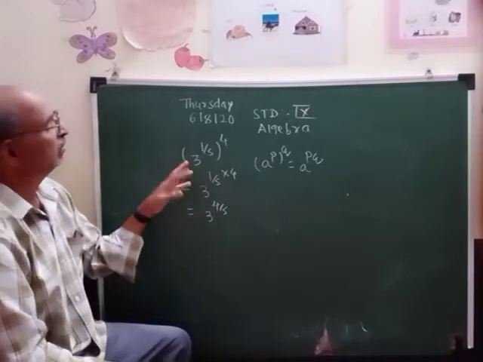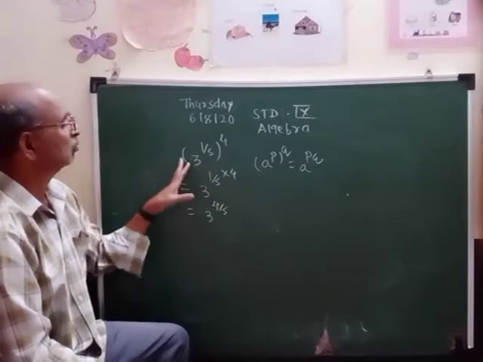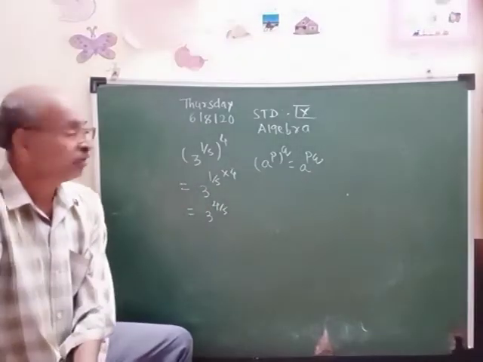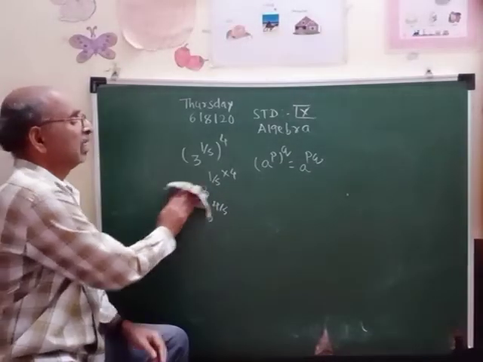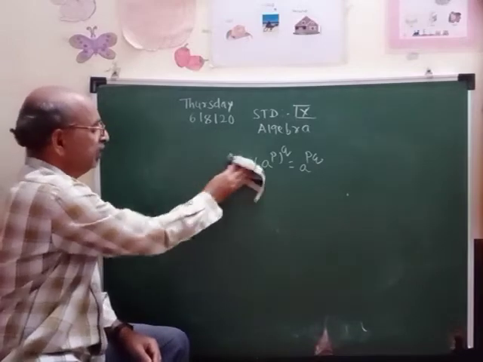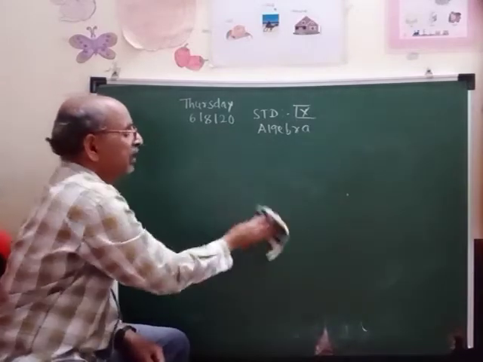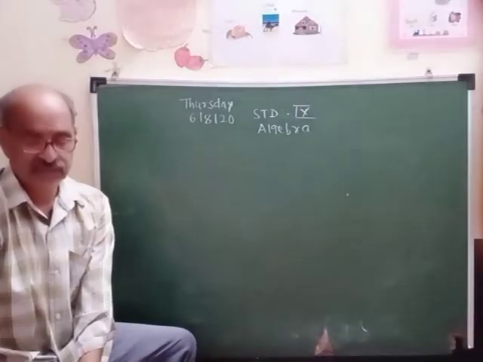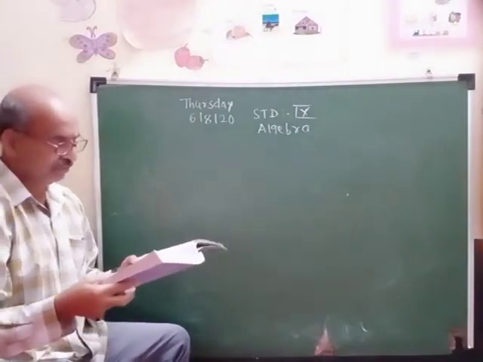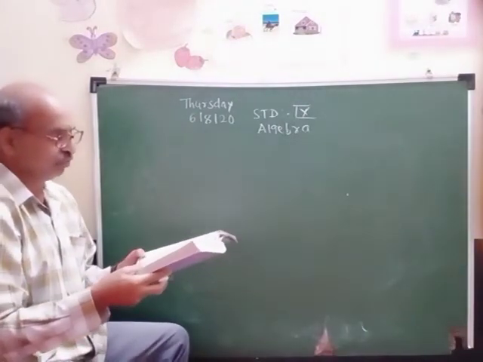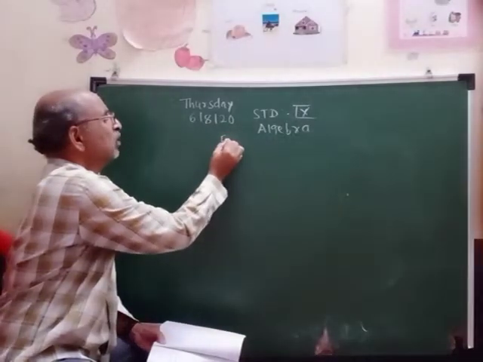So in this way, we are using the rules for solving the examples. The rules we have already studied, only we are now applying them to rational numbers. Now we will see more examples from your exercise 1.6.